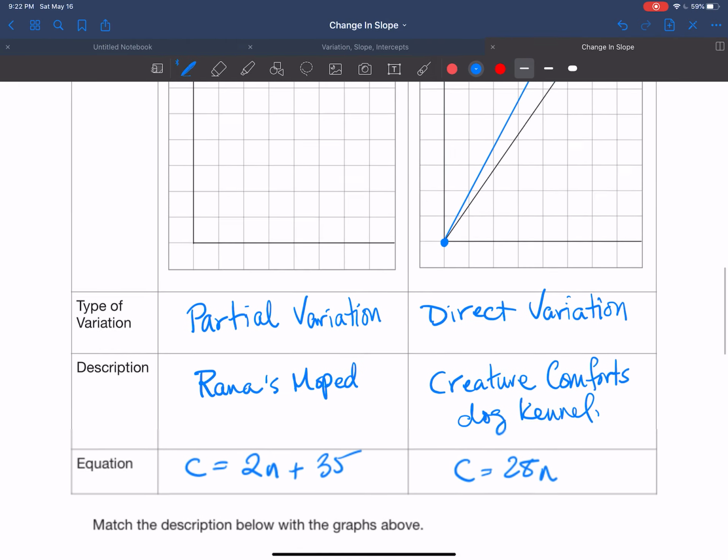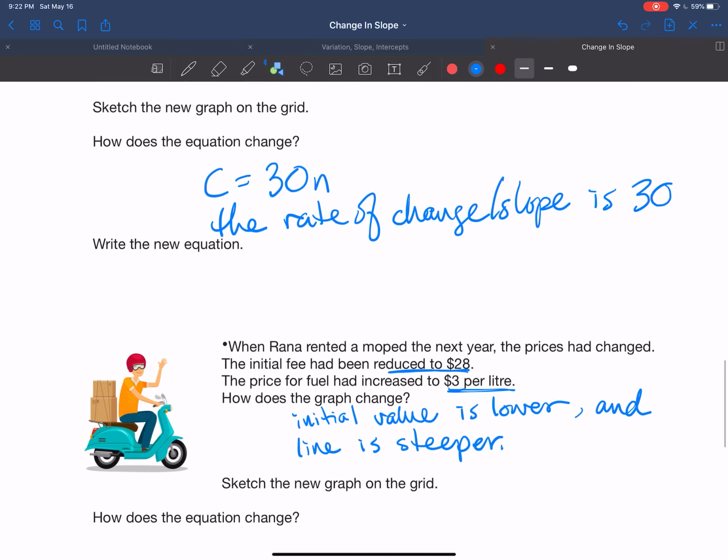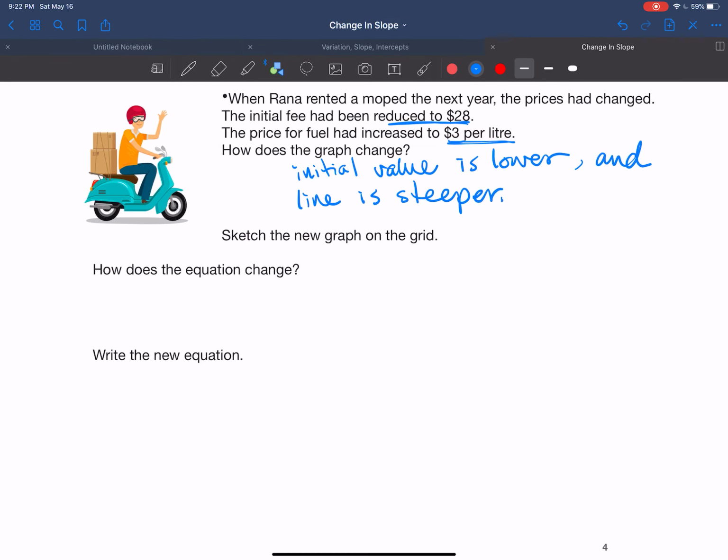So let's go back up. It's going to be cheaper at first to rent, but then it's going to cost more per liter to drive that moped. Now we're just sketching it. We don't have numbers or anything. It's just getting a sketch of what it might look like. Okay, so what happened? The initial value was lower, so we started lower on the y-axis, and the line was steeper.